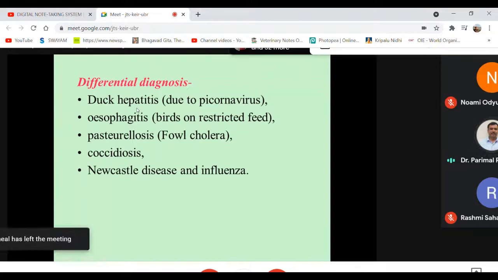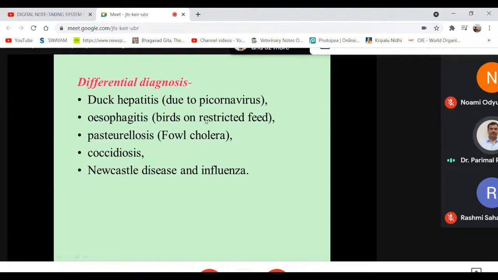Pseudorabies, bacterial infection, coccidiosis, Newcastle disease, as well as influenza when it occurs in domestic ducks, with the same intensity the ducks die. So some differential diagnosis is needed with these kinds of diseases.